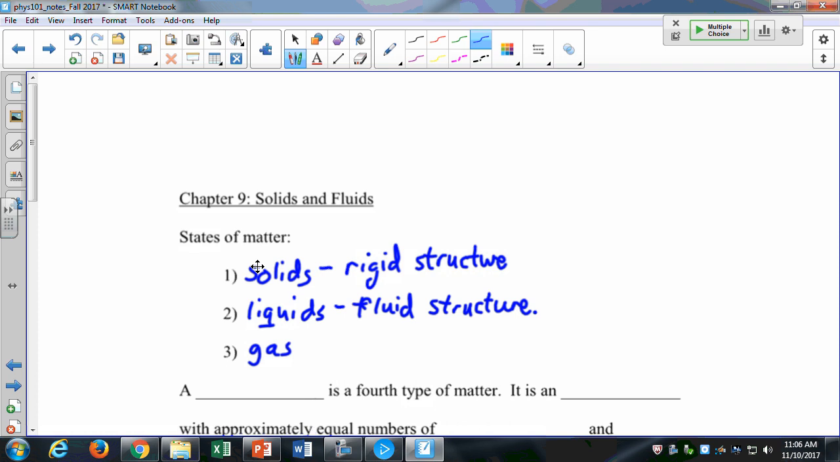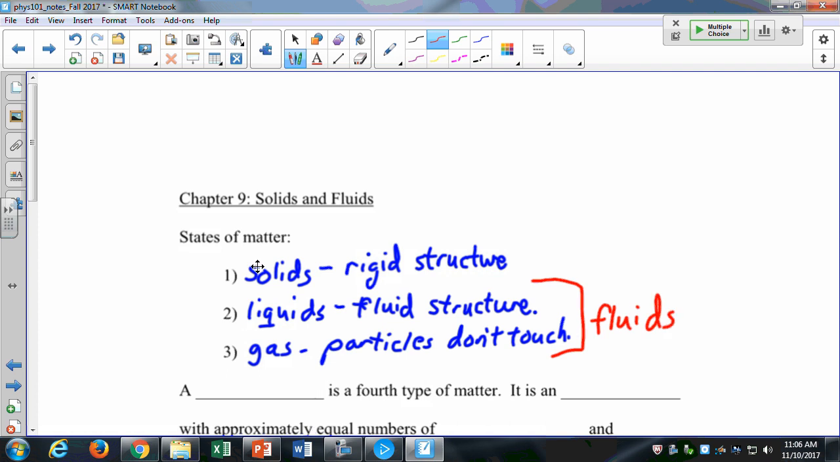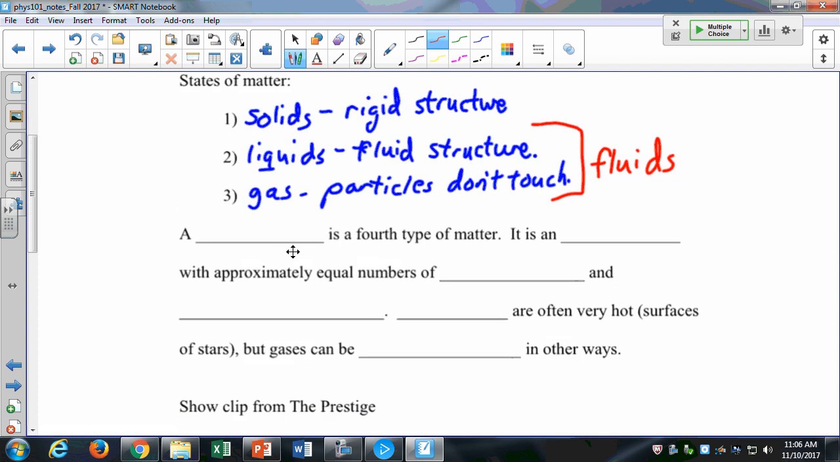And in a gas, the particles don't touch. In an ideal gas, anyway. Collectively, we'll call these two fluids. So when we talk about fluids, we'll be talking about liquids and gases. There's also a 4th type of matter, plasma.